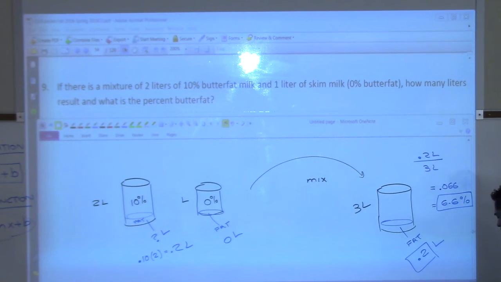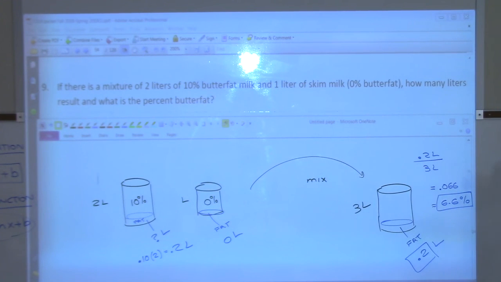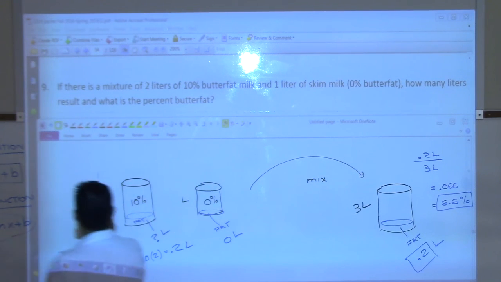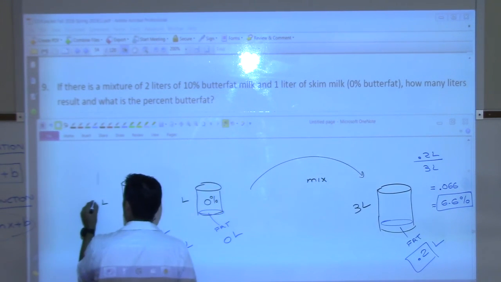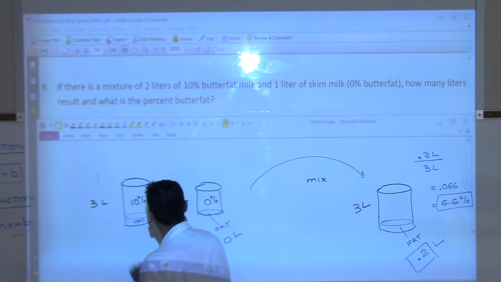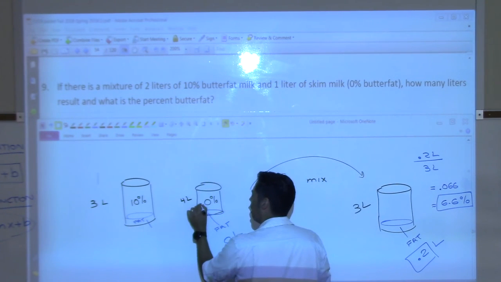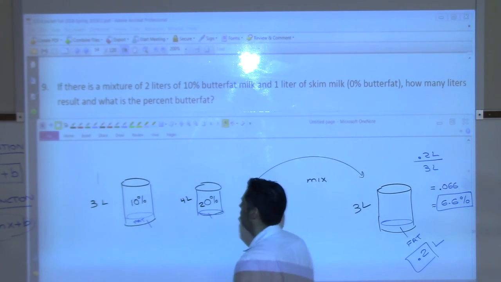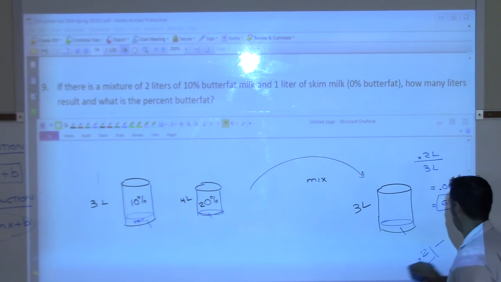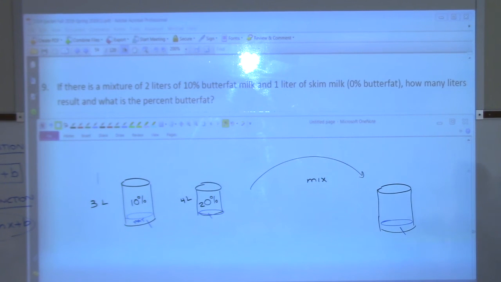Okay, so I'd like to change this problem, all right? Here's what I'd like for us to do. Let's say there were 3 liters of 10% fat, so I'm going to change all this. And now we're going to mix that with 4 liters of 20% fat. I would like to know the same thing. How many liters of mixture do I have over here? And what is the percentage?